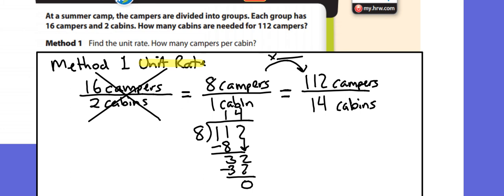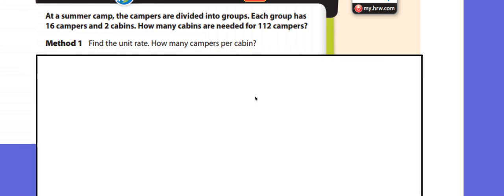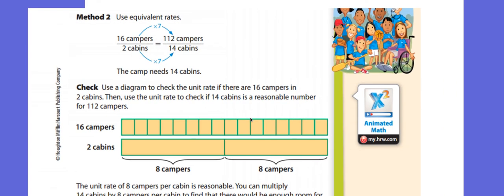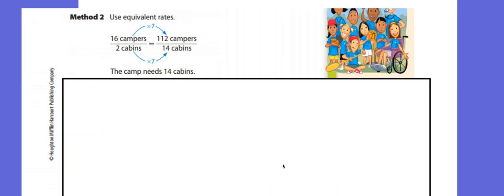Okay, so I like the unit rate method often, but sometimes it's actually not the fastest way to solve. I want to point out to you method 2 here. So what I'll do is remove my whiteboard and turn my page, and I'll read method 2 with you real quick. Maybe I'll grab a whiteboard first. Method 2 is called using equivalent rates.